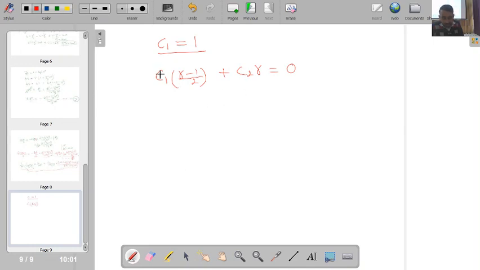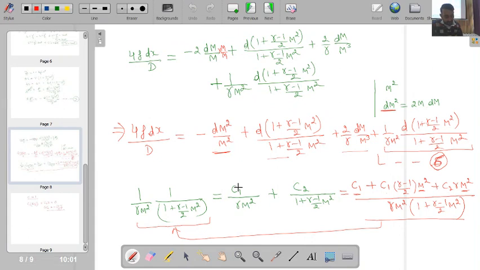So C1 is already 1, we know about it, so I can get from here C2 will be equal to minus of (gamma minus 1) by 2 divided by gamma. Is this point clear? So we have got the values of C1 and C2. C1 is 1 and C2 is minus (gamma minus 1) by 2 gamma. Okay. So now let's substitute these terms, C1 by gamma m square and C2 by 1 plus (gamma minus 1) by 2 m square, in equation number 6.